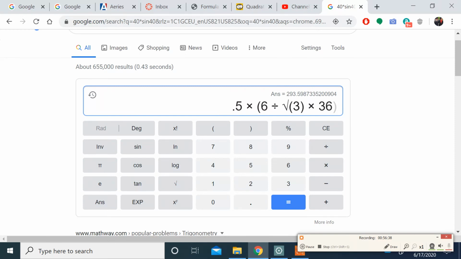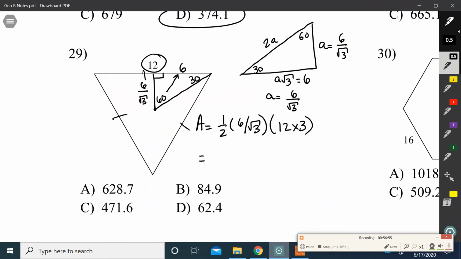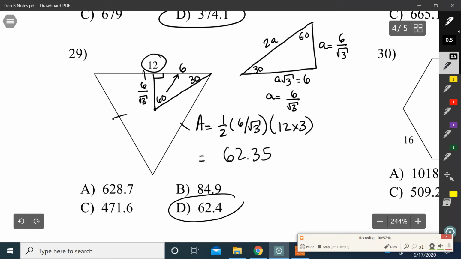And actually I forgot to close a parenthesis there. Oh shoot. Let me see, how do I go back? Would that work? Should. 62.35. Okay, so I get 62.35, which is that right there. Oof, thank God that worked. Okay, let's move on.